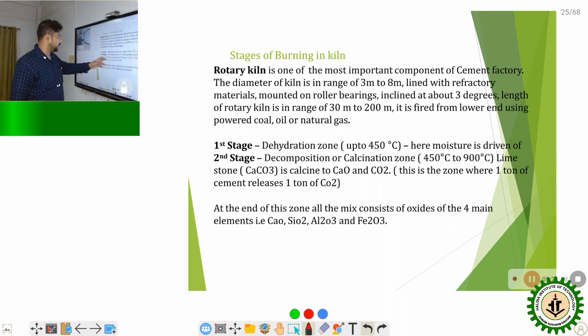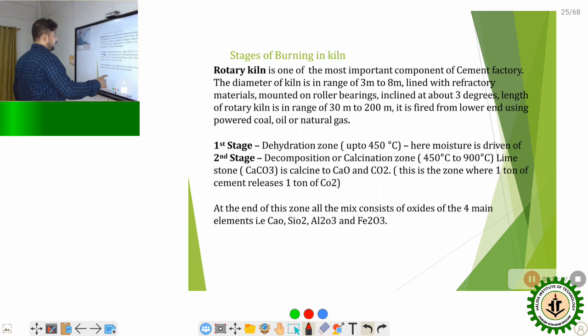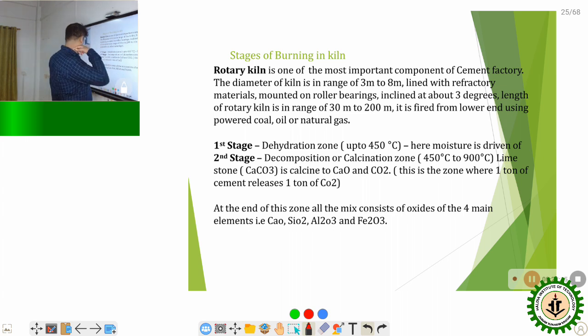First is the dehydration zone, up to 450 degrees centigrade, where moisture is driven off. Second is the decomposition or calcination zone. At the end of this zone, the mix consists of oxides of the four main elements, that is CaO, SiO2, Al2O3 and Fe2O3.